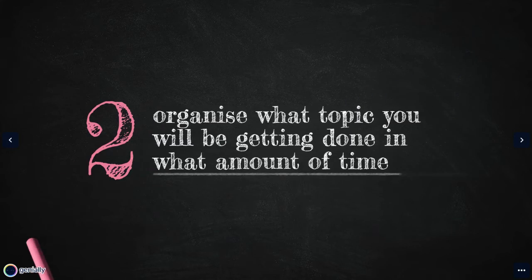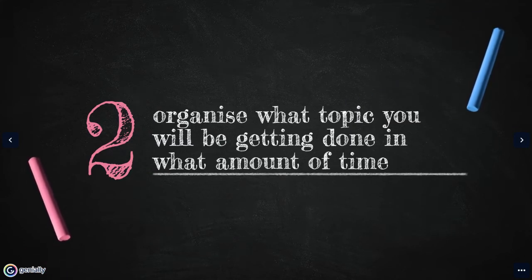Tip number 2 is to organize each topic you will be getting done in what amount of time. So make a list where you decide how long you'll take to finish each topic. For example, you can say you will take around 2 or 3 days to revise one topic. If you don't understand, don't worry because I'll show you an example on the next slide.